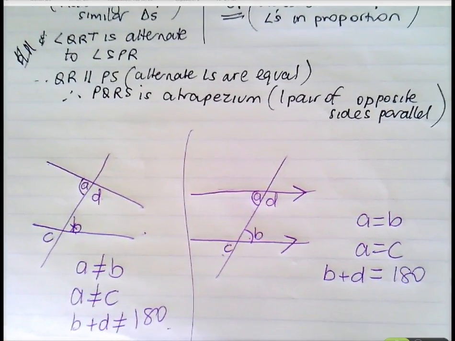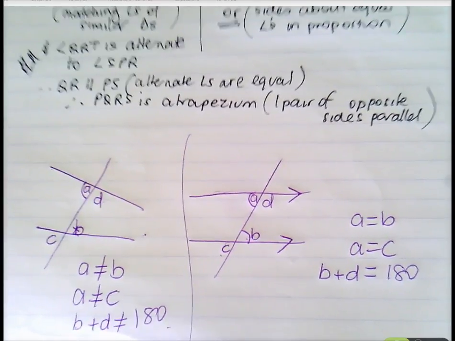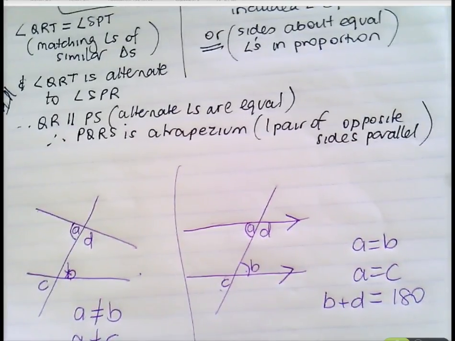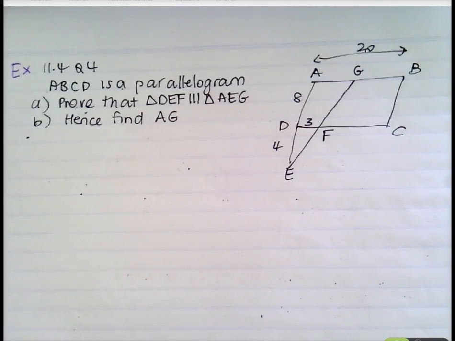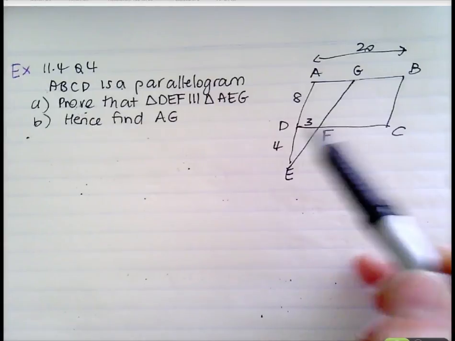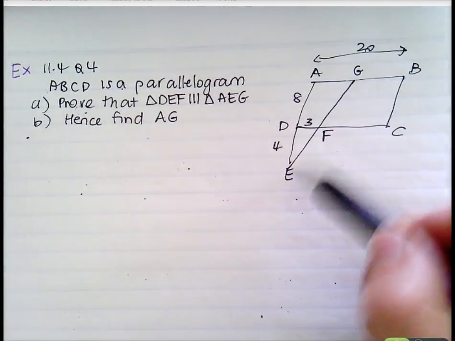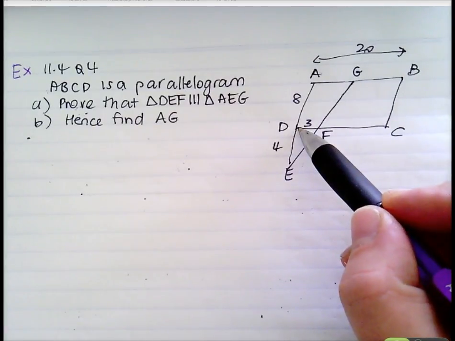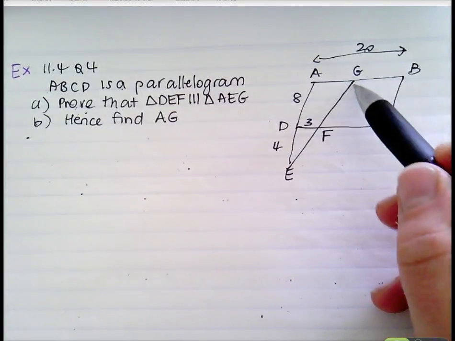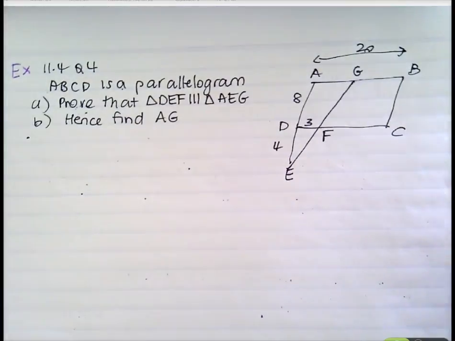Don't always think that corresponding angles are equal. They're only equal when the lines are parallel. Now, girls, exercise 11.4, question 4. You know that ABCD is a parallelogram, and you have to prove that triangle DEF, this small one down here, is similar to triangle AEG, the larger one there.